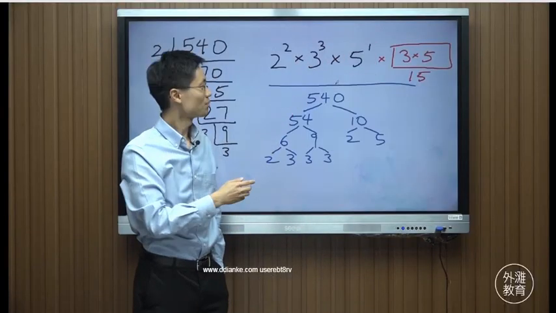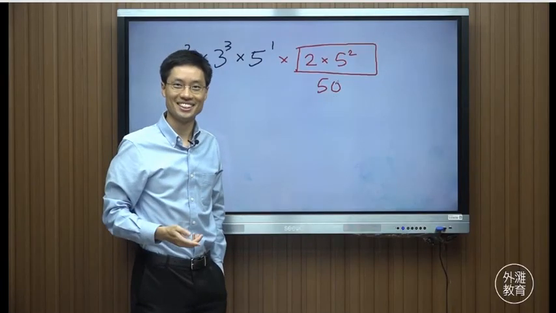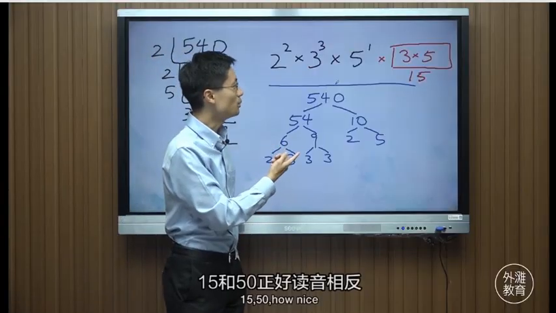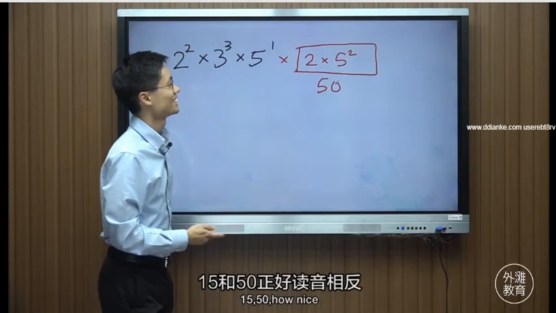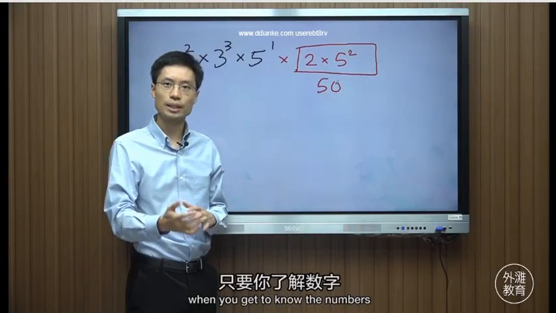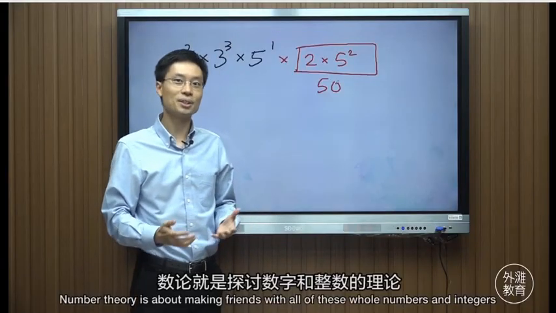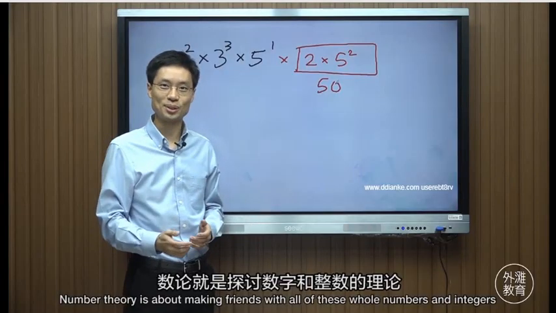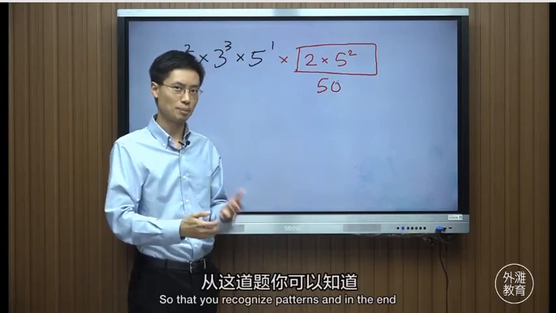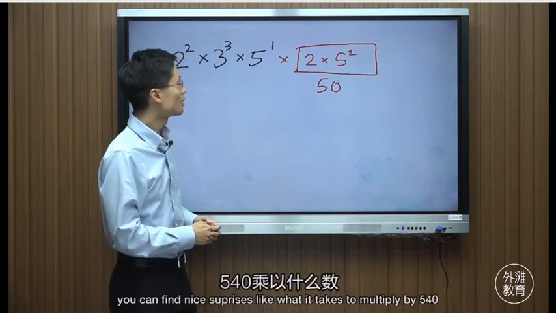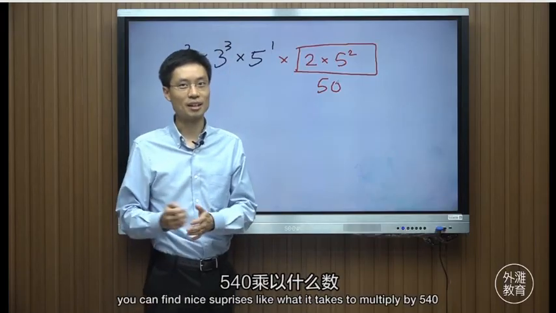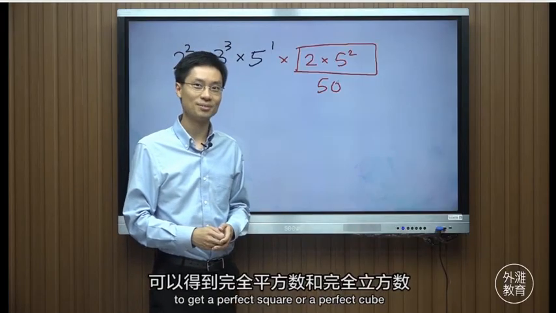15, 50. They sound similar. It's actually quite a nice coincidence. Actually, in Chinese, 15, 50. How nice. Math has a lot of these interesting coincidences when you get to know the numbers. Number theory is about making friends with all of these whole numbers and integers so that you recognize patterns. And in the end, you can find nice surprises, like what it takes to multiply by 540 to get a perfect square or a perfect cube.